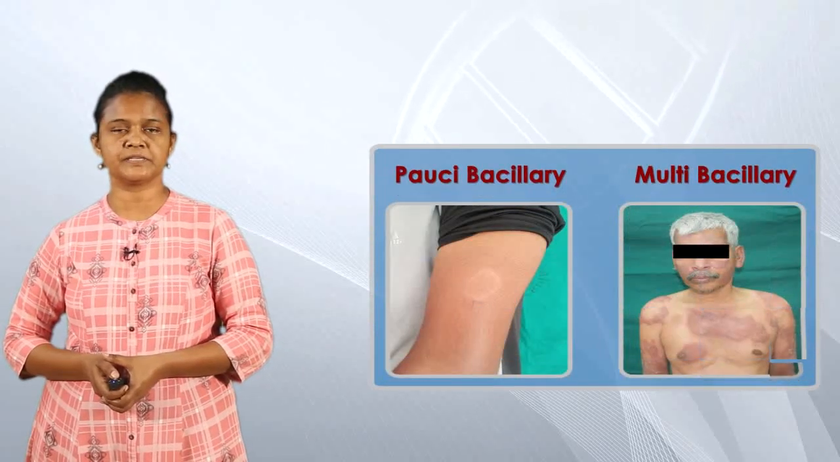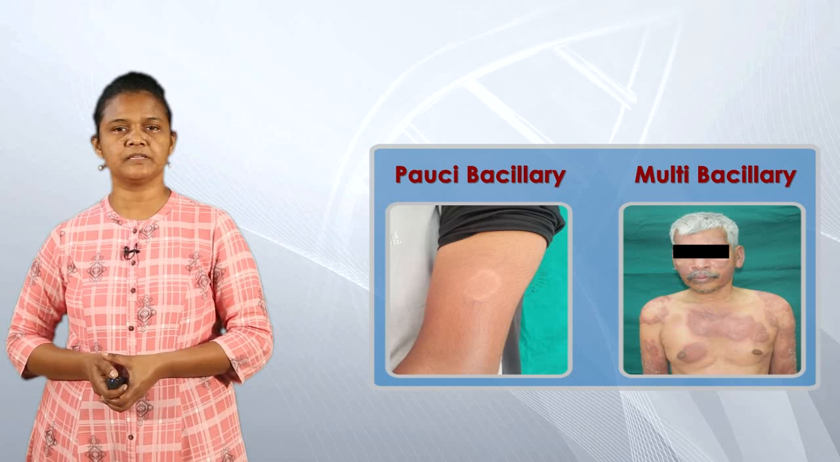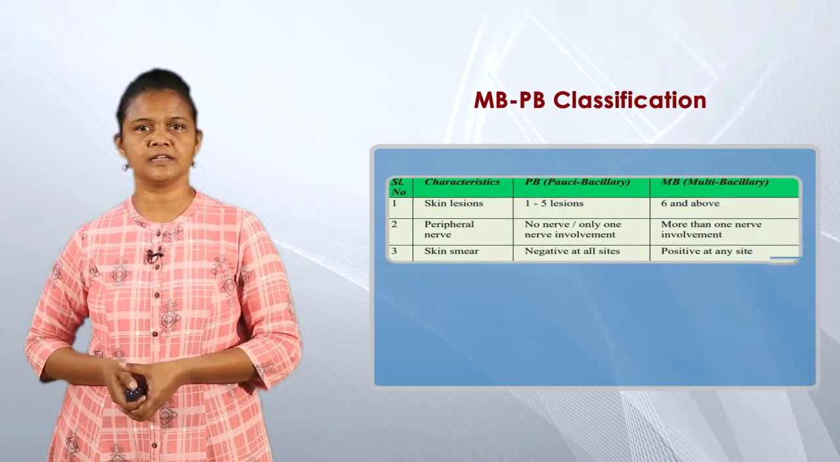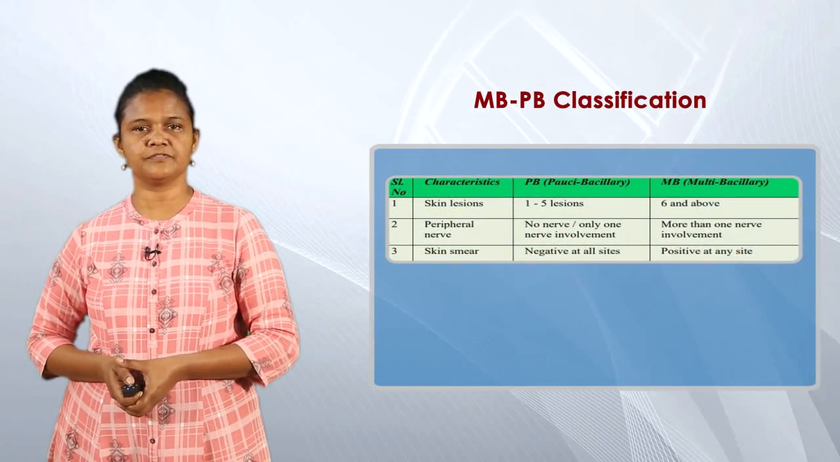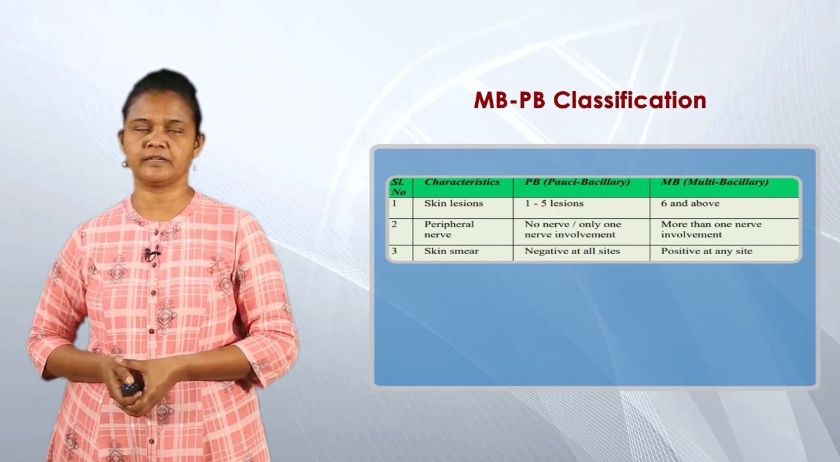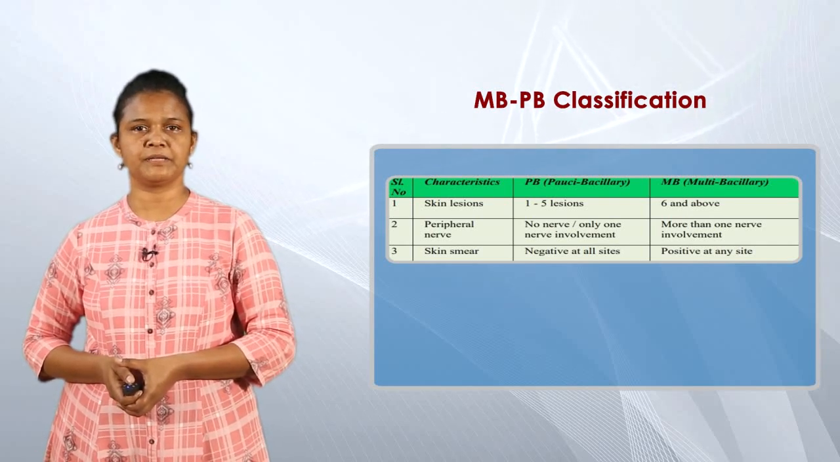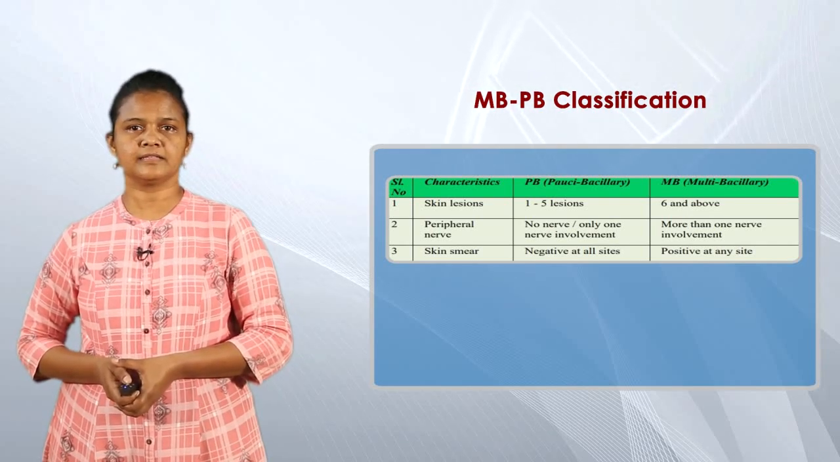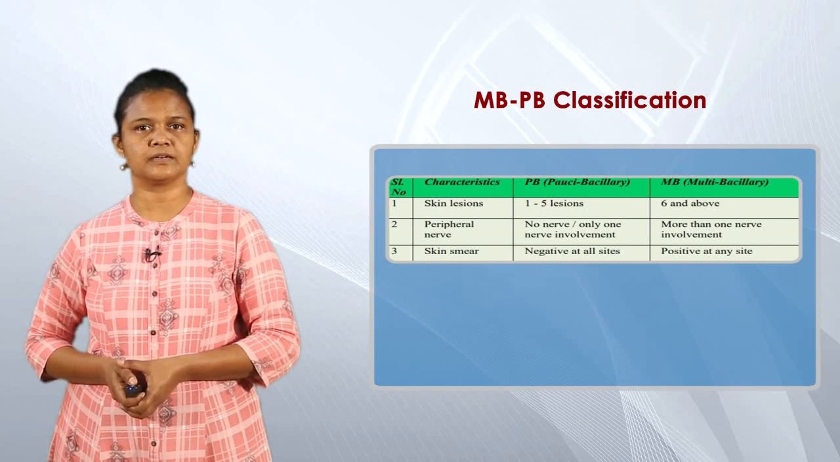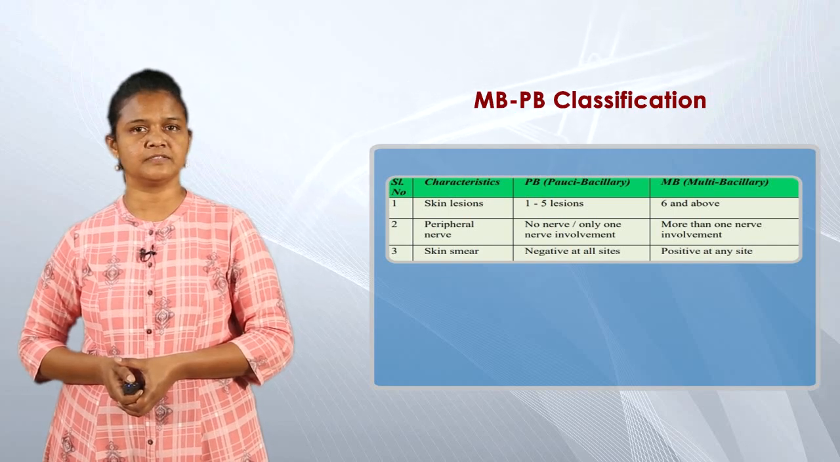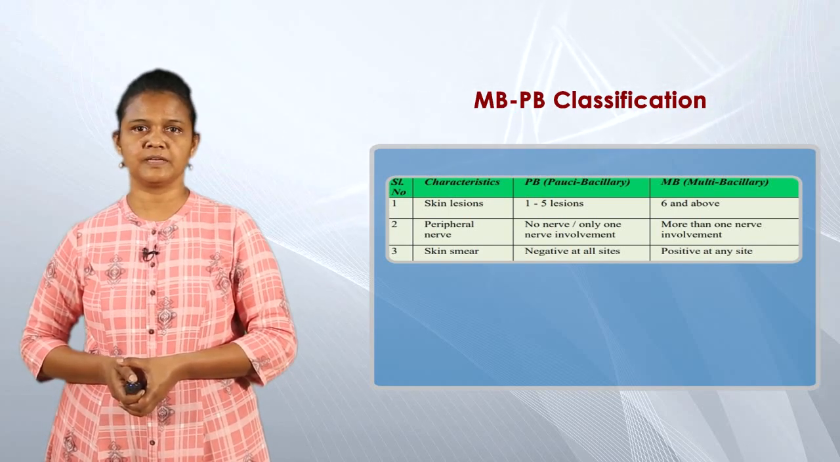This slide has 2 pictures. One picture shows paucibacillary leprosy, which has a single patch, and the other picture has multiple patches, which is a multibacillary type of leprosy. This slide talks about the classification of the disease. Leprosy is classified into multibacillary and paucibacillary according to the WHO. MB stands for multibacillary and PB stands for paucibacillary. There are 3 characteristics that we need to see while classifying the disease: the number of skin lesions, the number of nerves involved, and the skin smears.